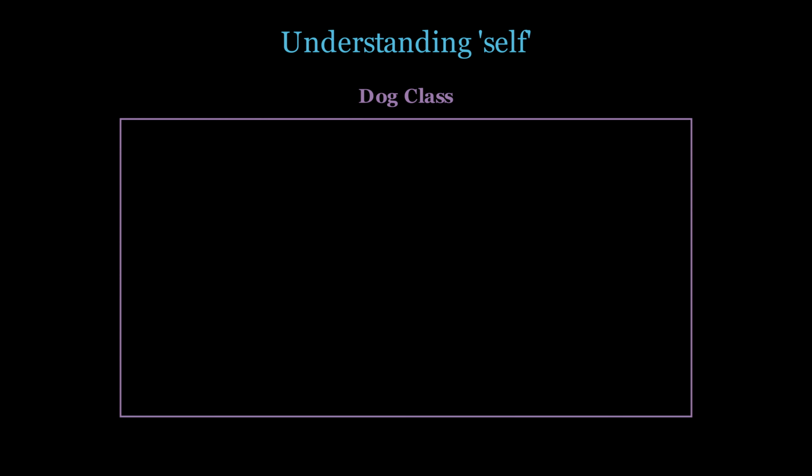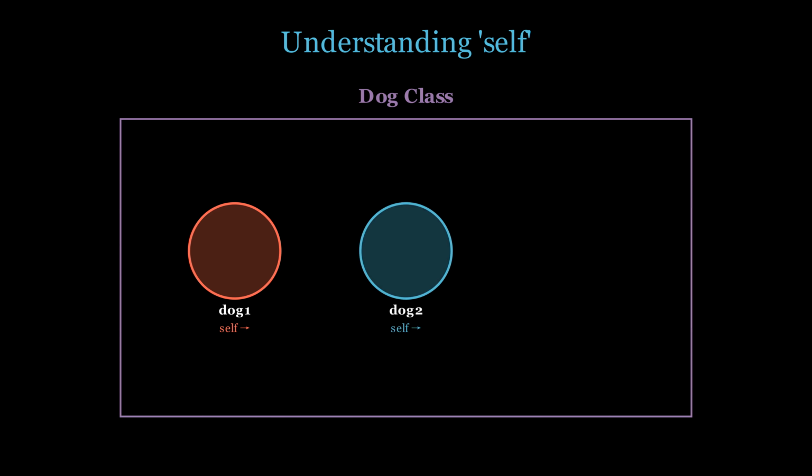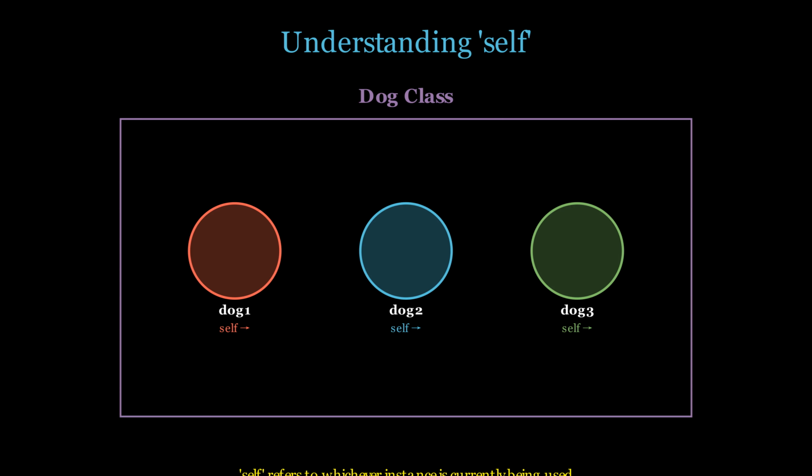The self parameter is crucial but often confusing for beginners. It's a reference to the current instance of the class. When you call a method, Python automatically passes the instance as the first argument. Let's visualize this. Imagine 3 dog objects: dog 1, dog 2, and dog 3. When you call a method on dog 1, self refers to dog 1. When you call it on dog 2, self refers to dog 2. Self is like saying, this specific object right here. It allows each instance to maintain its own separate data while sharing the same methods.